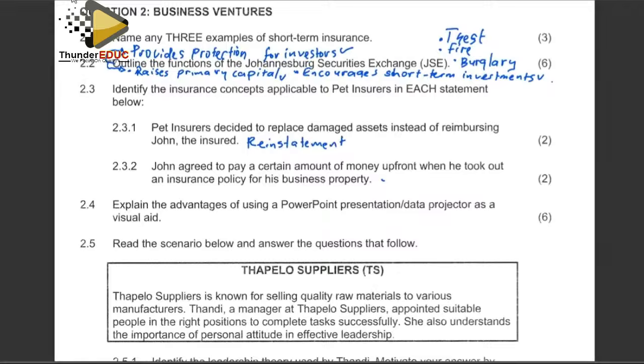Okay, right, grade 12. Then let's check 2.3.2. It reads as follows. John agreed to pay a certain amount of money upfront when he took out an insurance policy for his business property. So now this is an example of over insurance. Okay, right. So now let's check out 2.4. So 2.4 reads as follows. Explain the advantages of using a PowerPoint, a presentation, or data projector as a visual aid.